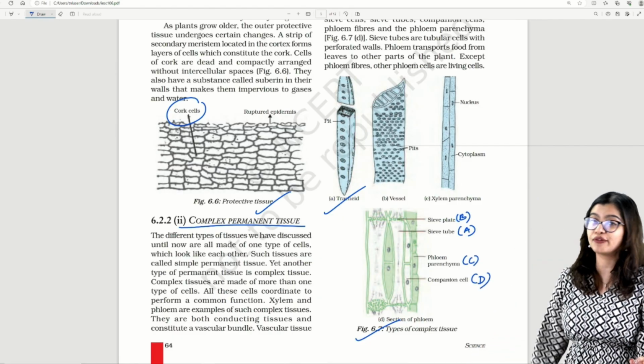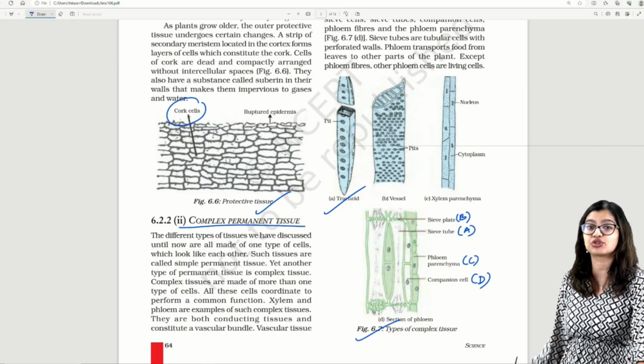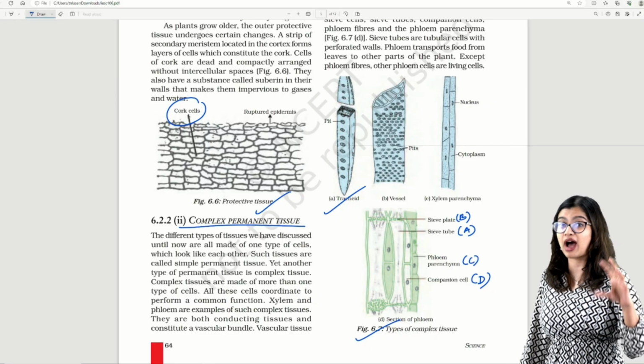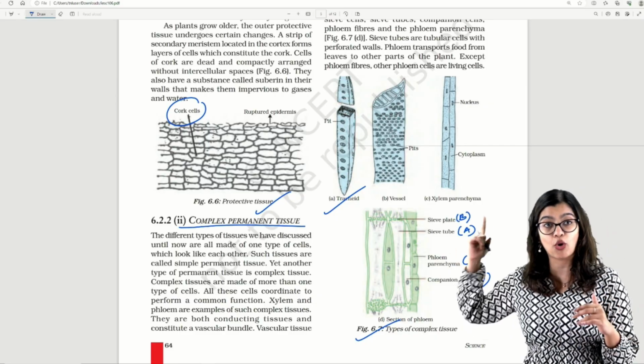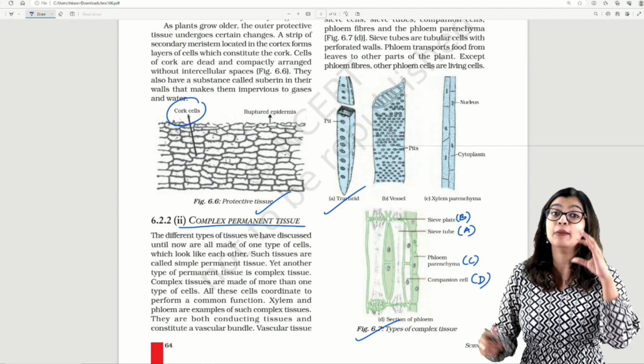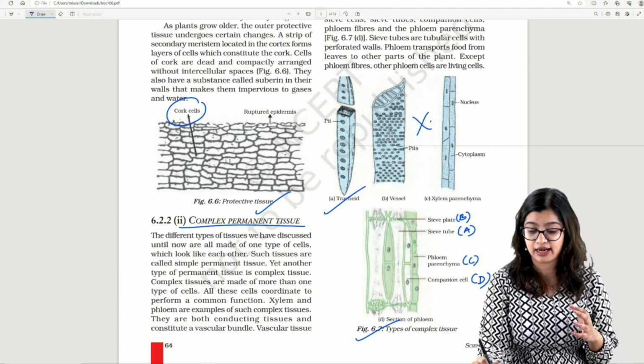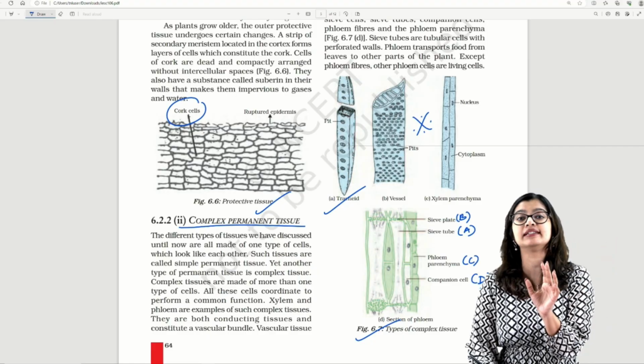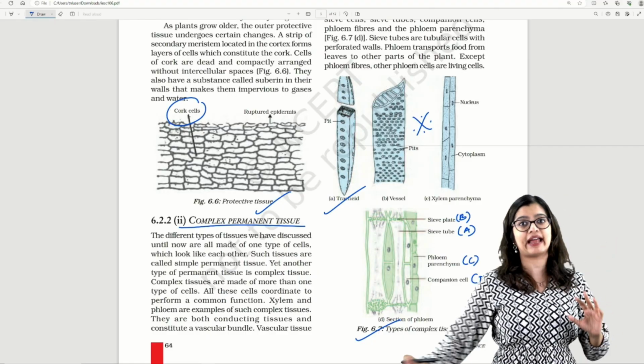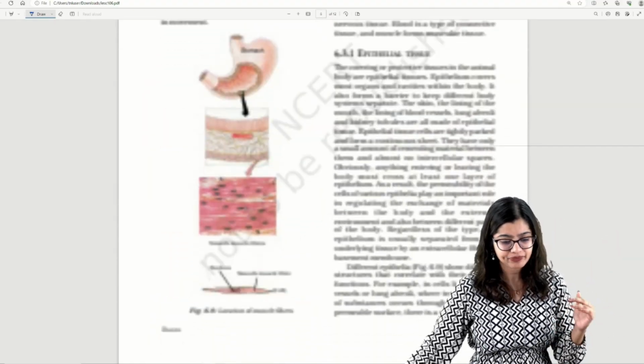What is the function of C? What is the function of A? What is the function of B? Case-based questions, 5-mark questions can come on all of these diagrams. Please go through it in great detail. Don't skip these diagrams, because these are short questions that can come in the examination.